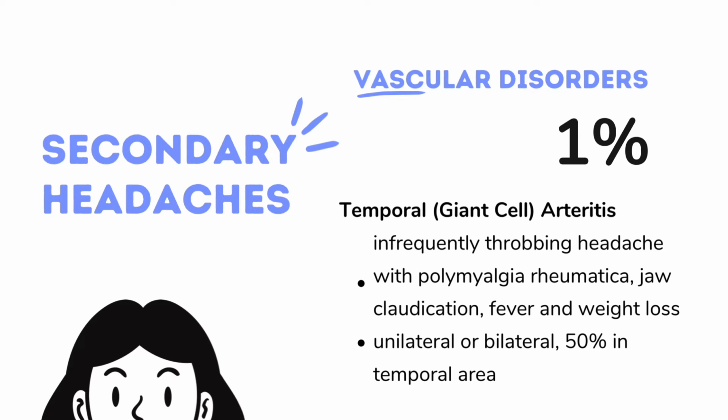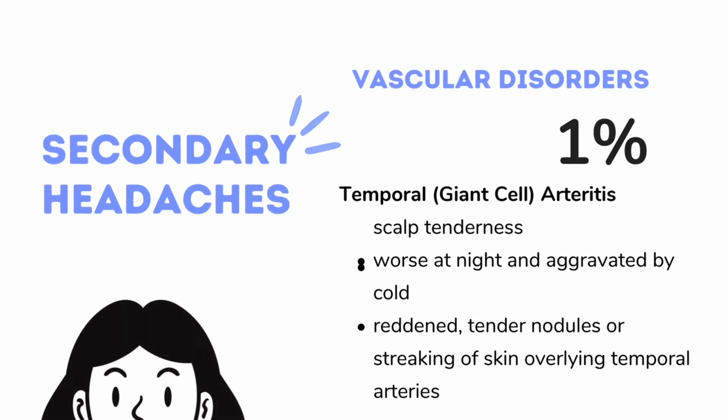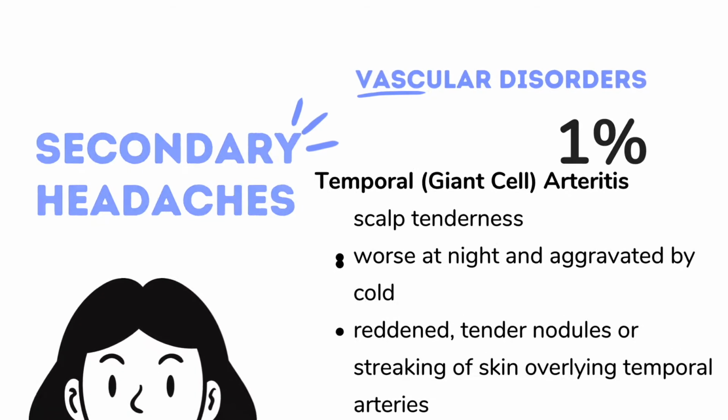It could be unilateral or bilateral, and it occurs in the temporal area 50% of the time. It also has scalp tenderness and is worse during the night and in the cold. It has reddening or red streaks of the skin overlying your temporal arteries.